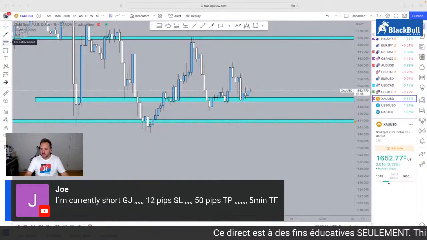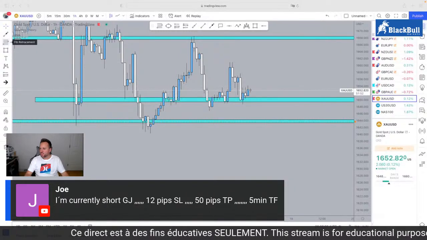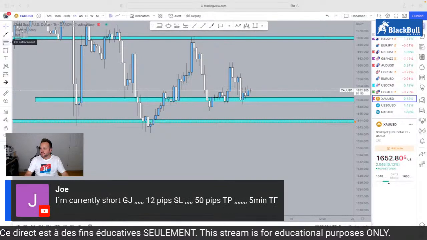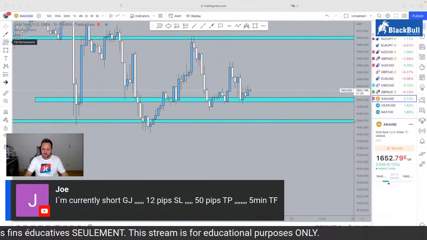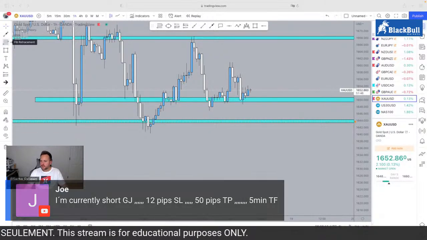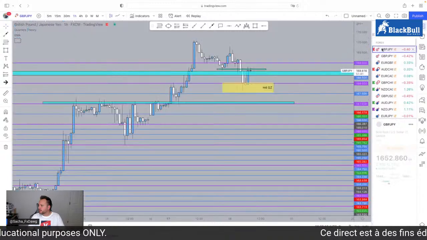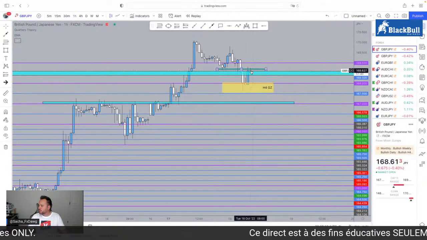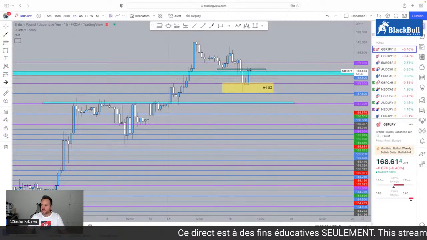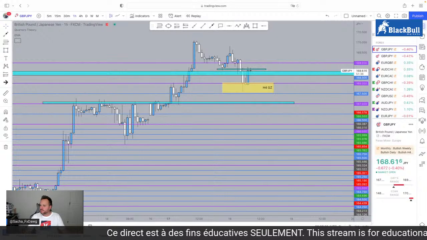Joe, I'm currently short GJ, 12 pips SL, 50 pips TP, 5-minute time frame. Oh, when was that? GJ short, 12 pip stop loss. Ooh, must be very close to your stop loss right now.